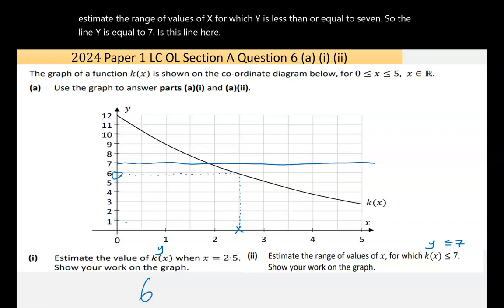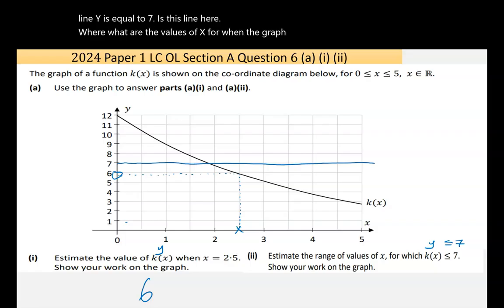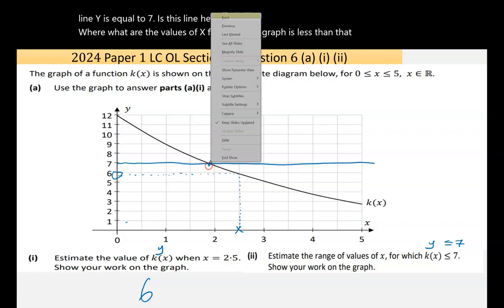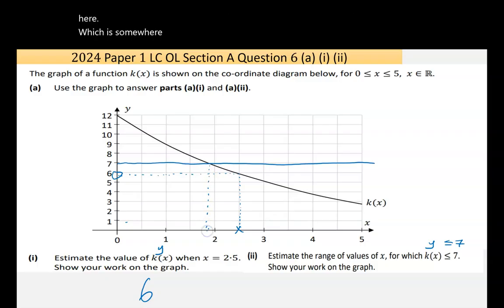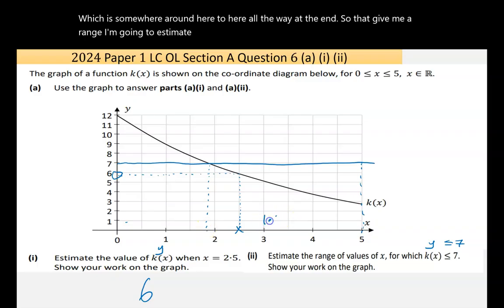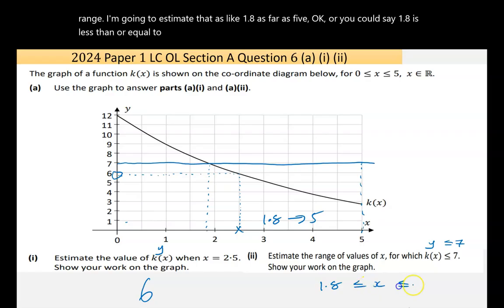What are the values of x for when the graph is less than that line? So from here, which is somewhere around here, to here, all the way at the end. So that gives me a range. I'm going to estimate that as like 1.8 as far as 5. Or you could say 1.8 is less than or equal to x, which is less than or equal to 5. Just if you want to say, or you just say 1.8 as far as 5, or indicated on the graph.